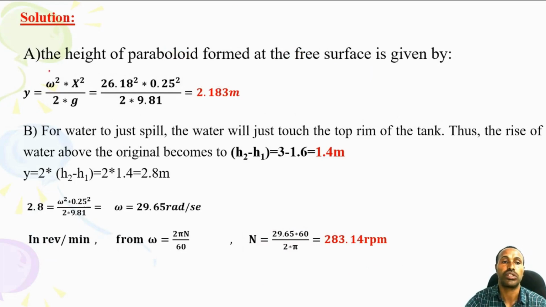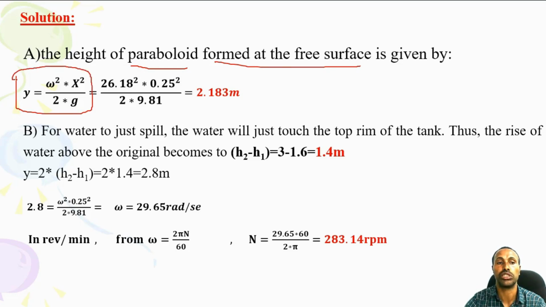Okay, so the height of paraboloid formed at the free surface is given by this equation. It is derived from the differential equation, which is just at what r distance from total r you can find. So at x distance, at this distance, then what will happen? What will be the drop in elevation of water? So (26.18)² times x² over 2g, you get this. This is the paraboloid, the height of paraboloid formed.